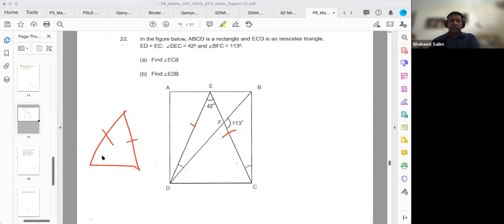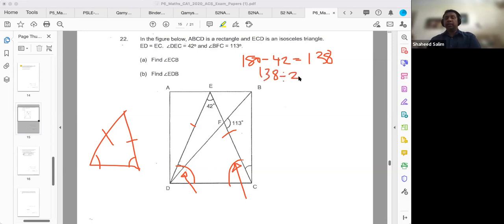When you have an isosceles triangle like that, these two sides are the same. That means these two angles are the same. So this and this are the same. Now they ask you for ECB. You need to find out what one angle out of here is. These two are the same. 180 minus 42. What do we get? We get 138. 138 is for these two angles here, and they are equal. 138 divided by 2, so we will get 69 degrees.